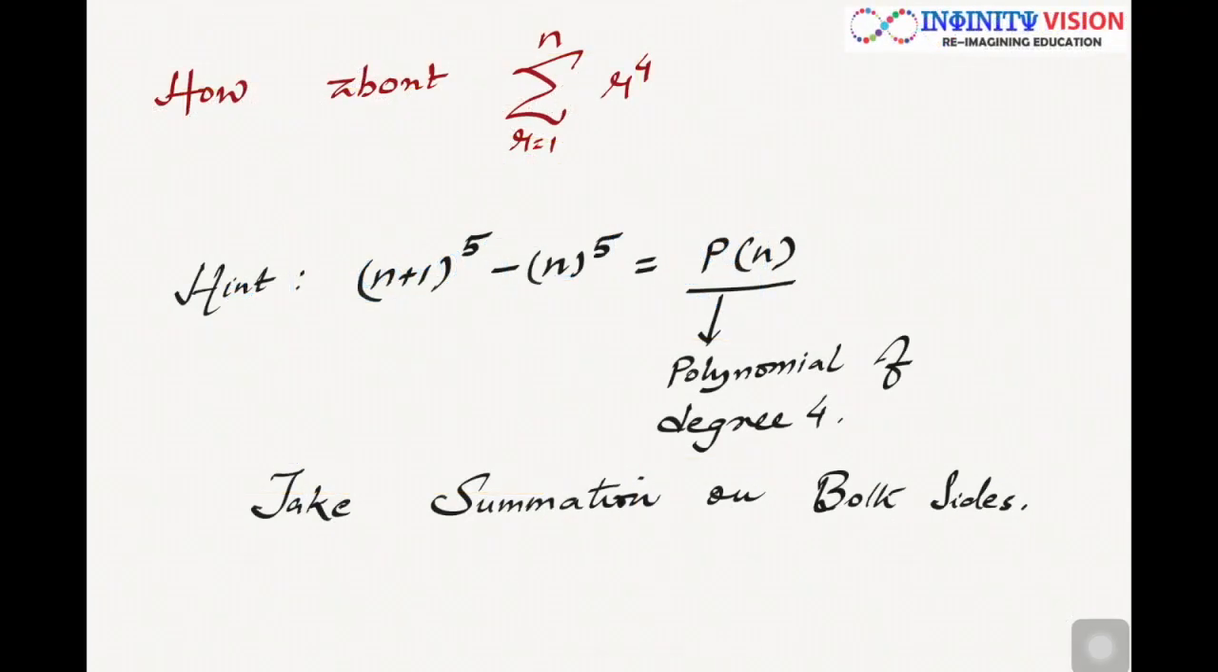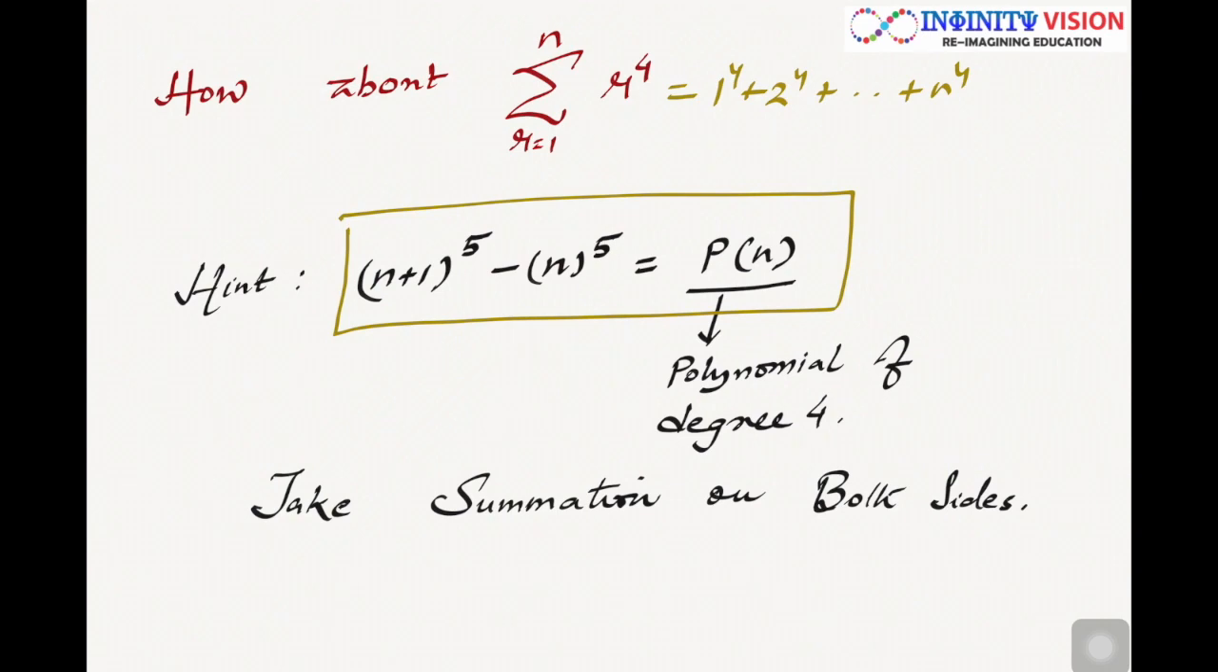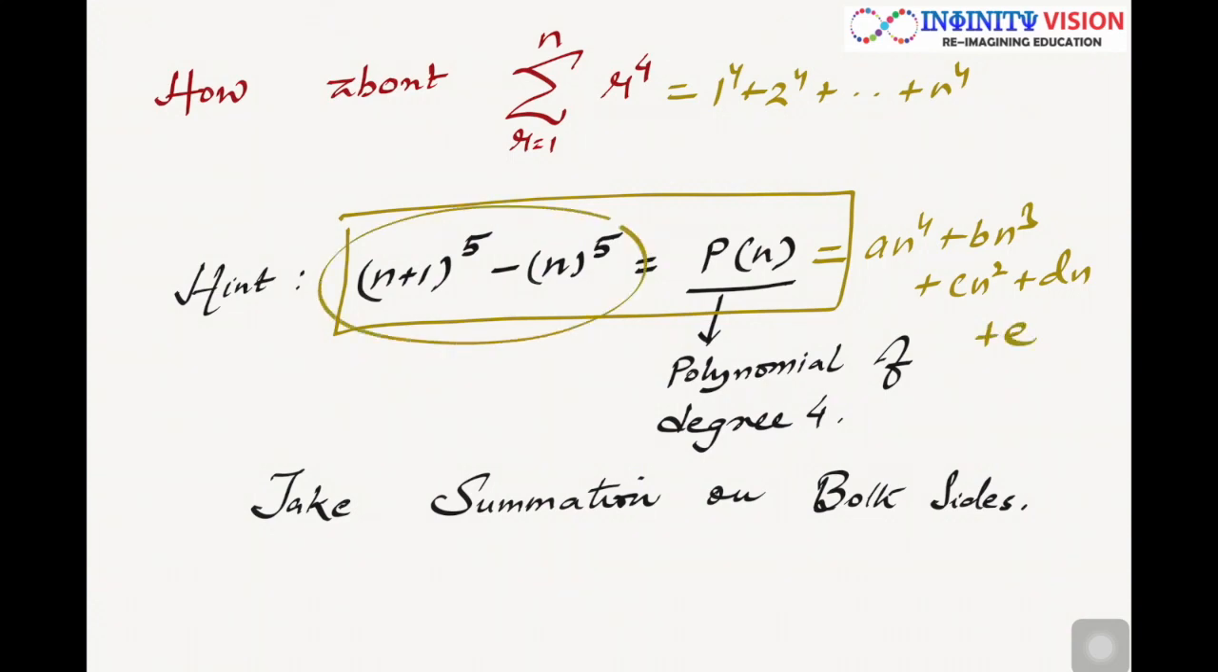How about power 4, which means how to add 1 to the power 4 plus 2 to the power 4 up to n to the power 4. Now the hint is we can think of n plus 1 to the power 5 minus n to the power 5, which will be a polynomial of degree 4, which I can say would be equal to an to the power 4 plus bn cube plus cn square plus dn plus e. Now if I have to handle the left hand side, I can easily use telescopic series, and the bigger guy will remain unaffected, that is n plus 1 to the power 5 minus 1 to the power 5. Hold on, this is not the result.